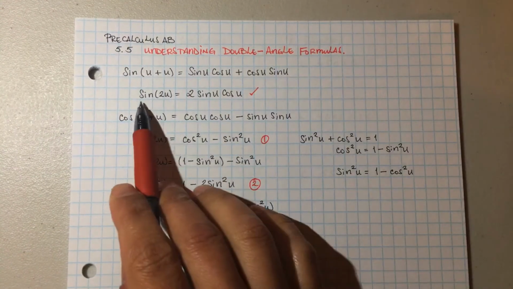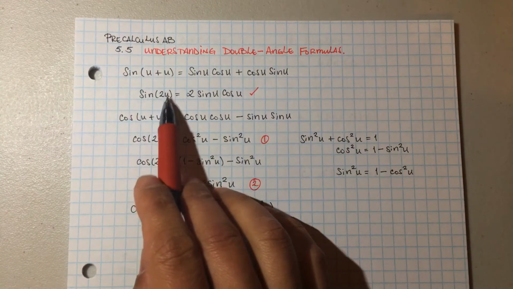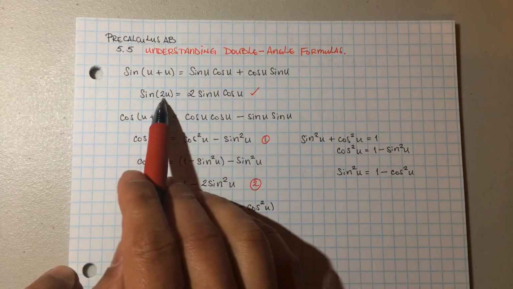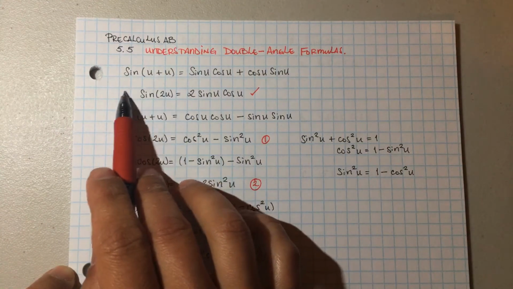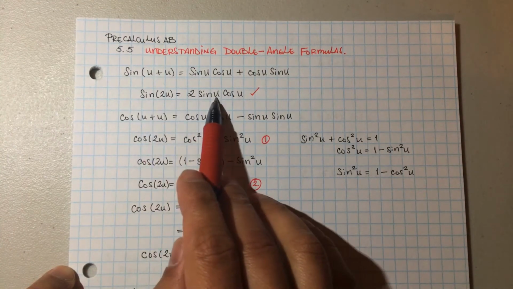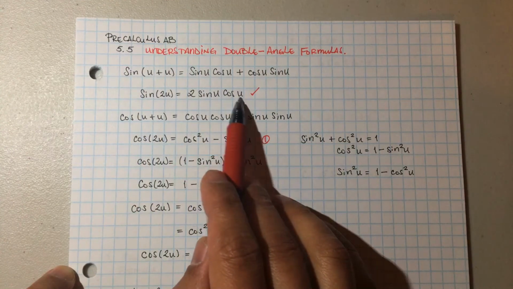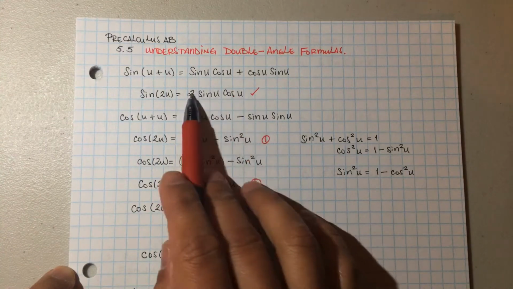So sine of 2u, the sine of the double angle of u, is equal to 2 times sine of u cosine of u. The way I try to remember it is, you see this 2, it just comes out to the front, and then sine times cosine, or half of this angle, is what's left in here. But you've got to remember this formula.